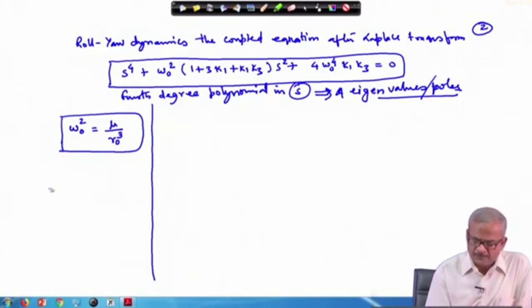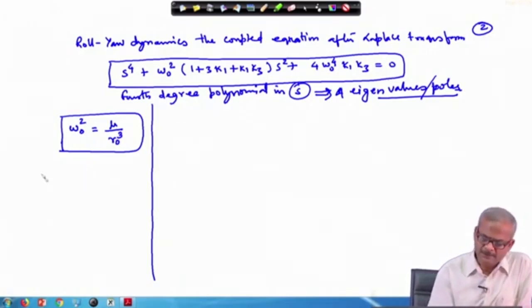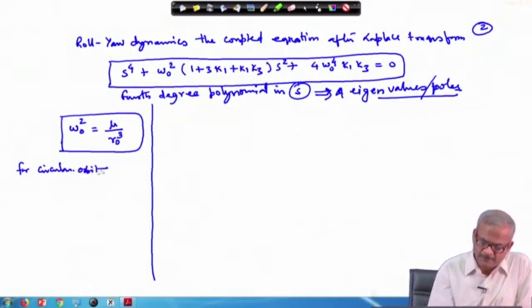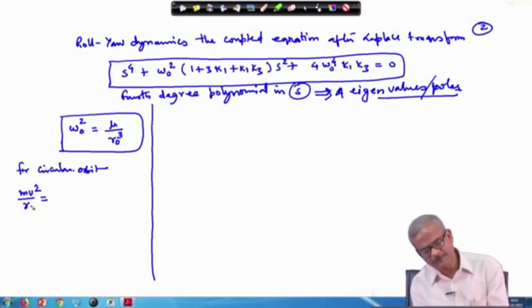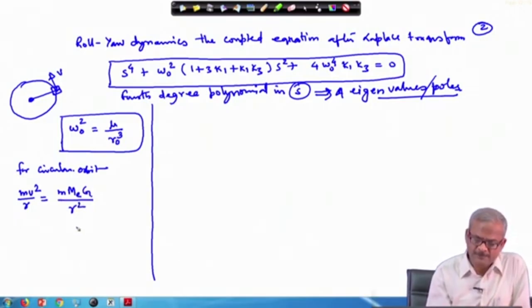I have another lecture series on space flight mechanics. If you go into that and look at the topic for circular orbit, or let me derive it here itself. For circular orbit, we can write the equation of motion like this. This is the satellite, there is the earth, the center of the earth, and the satellite here. This is the center of mass moving with velocity v in a circular orbit. The necessary centripetal force, or the acceleration, is provided by the gravitational force, m times m earth times G divided by r square. So, this is the equation.